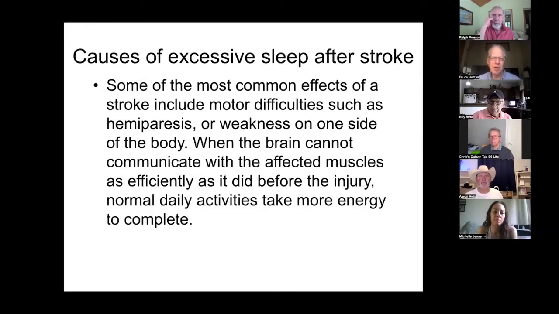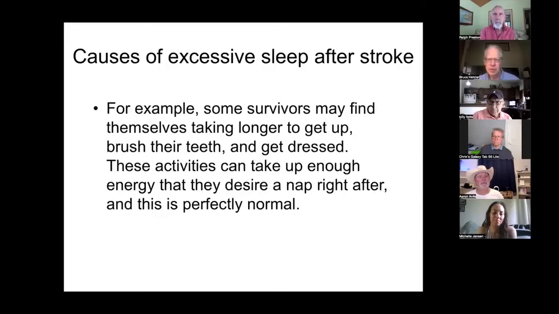Some of the more common effects of a stroke include motor difficulties, such as hemiparesis or weakness on one side of the body. When the brain cannot communicate with the affected muscles efficiently, then it takes more energy to complete daily tasks. So you use up your energy more after a stroke. For example, some survivors may find themselves taking longer to get up, brush their teeth, and get dressed. These activities can take up enough energy that you have a desire to nap, and this is normal.